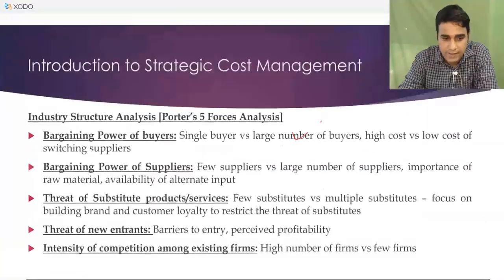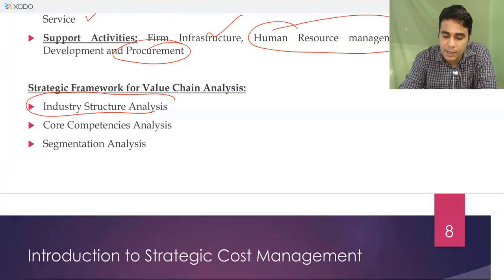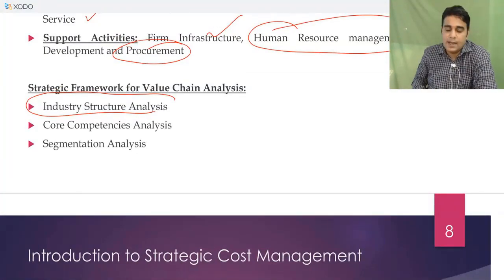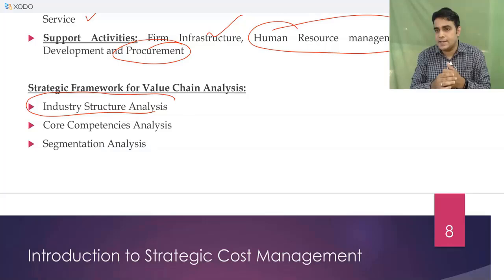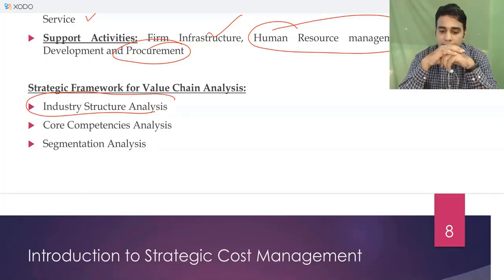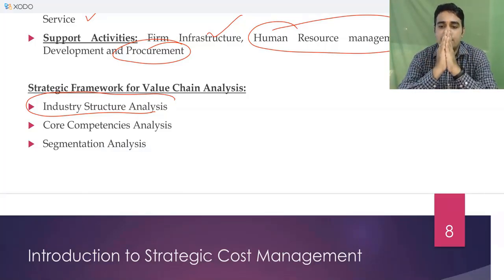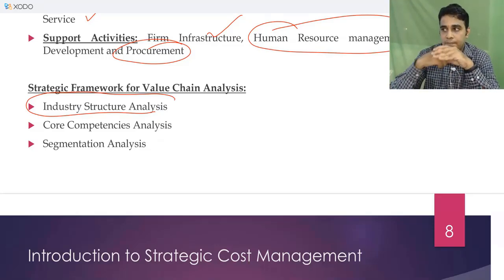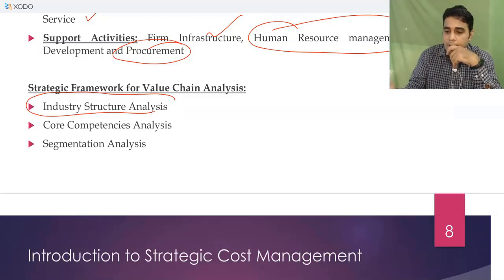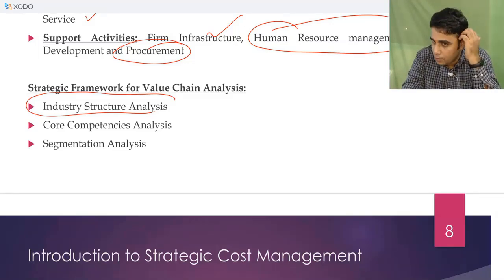Okay, we had discussed one part of the area, which is industry structure analysis. I am going to discuss core competency analysis and segmentation analysis now. Any idea what is core competence? You have come across this word again in strategic management. Unique selling point, USP of the company. Okay.